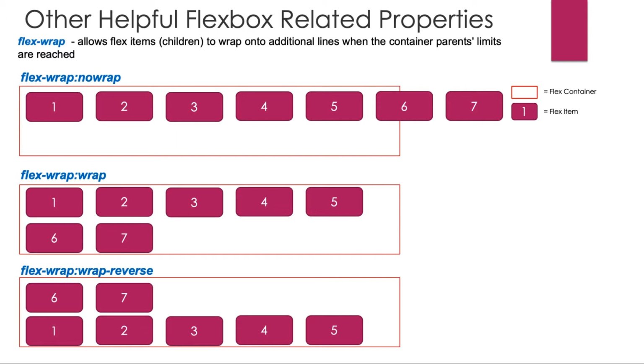The first one we'll talk about here is flex-wrap. Very useful. This allows flex items or its children to wrap onto additional lines when the container's parent reaches its limits. So here we have an example of flex-wrap with a value of nowrap. So you see it overflows its container. The second line we have flex-wrap wrap as a value, and you see that it naturally just goes right around. Then we can have flex-wrap wrap-reverse, where the newer items appear on top. That might be very useful in certain situations.